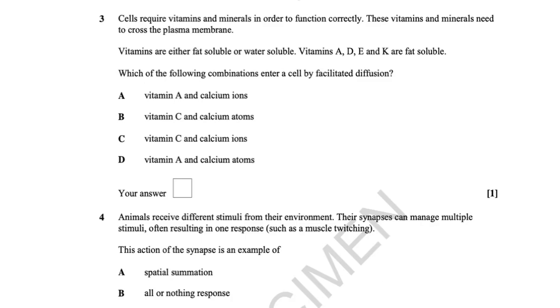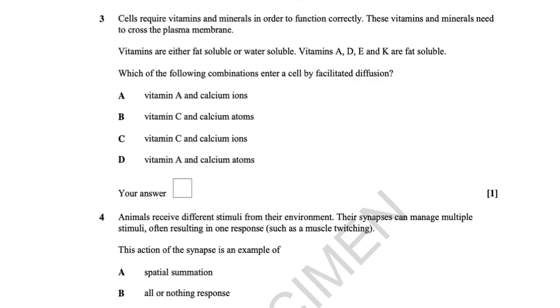Okay, so now it says cells require vitamins and minerals in order to function correctly. These need to cross the plasma membrane. Then it carries on. Vitamins are either fat or water soluble. Then they give you A, D, E, and K, which are fat soluble. So this question is really asking about the concepts of how things cross membranes and why some things are unable to diffuse across the membrane. And the reason why some substances can't diffuse across the membrane is because they're not soluble in fat. Now these substances, A, D, E, and K, are fat soluble, so they will dissolve in the phospholipid bilayer, so they can diffuse straight across.